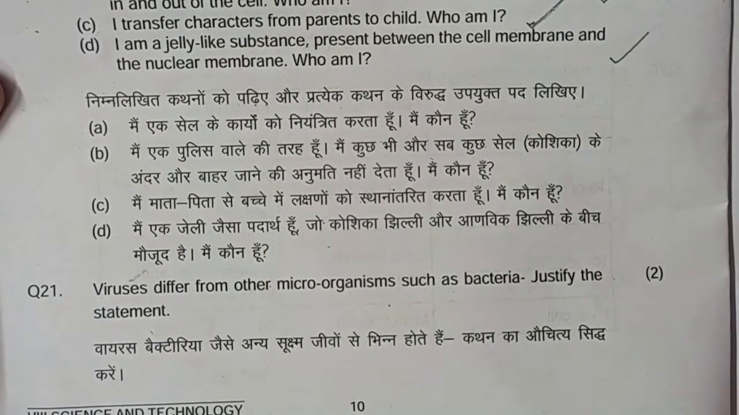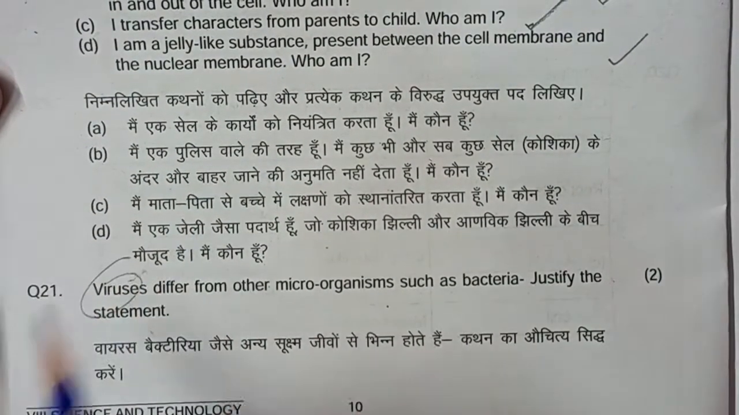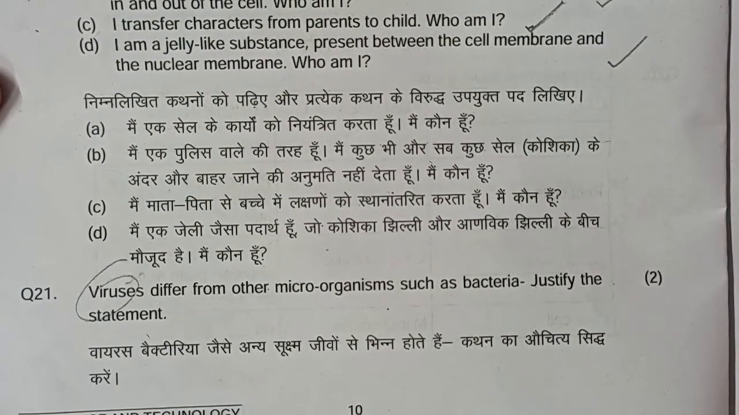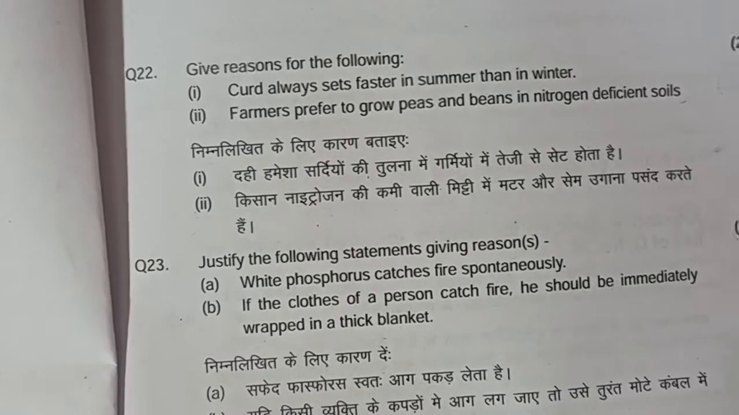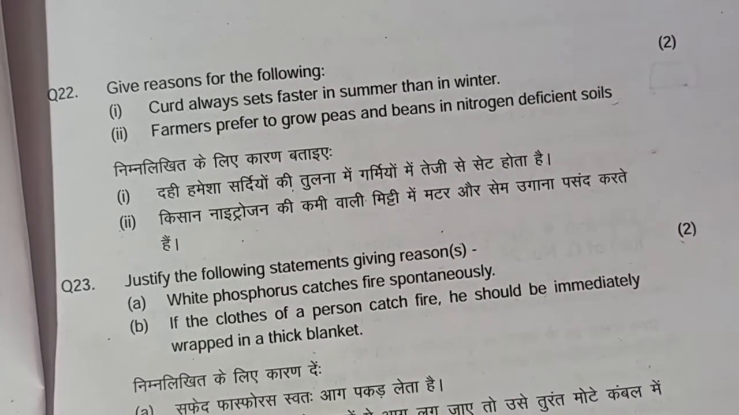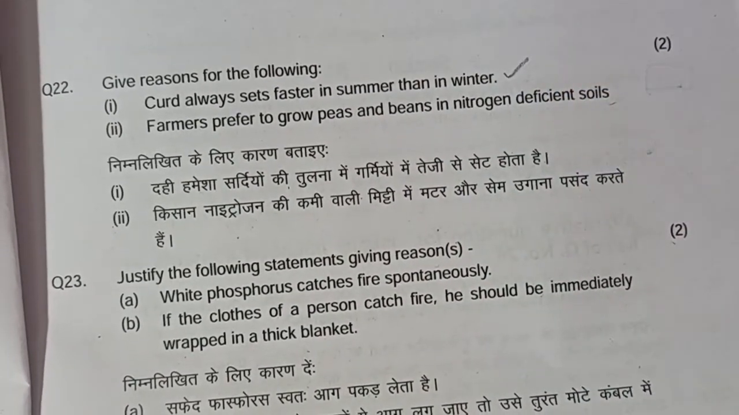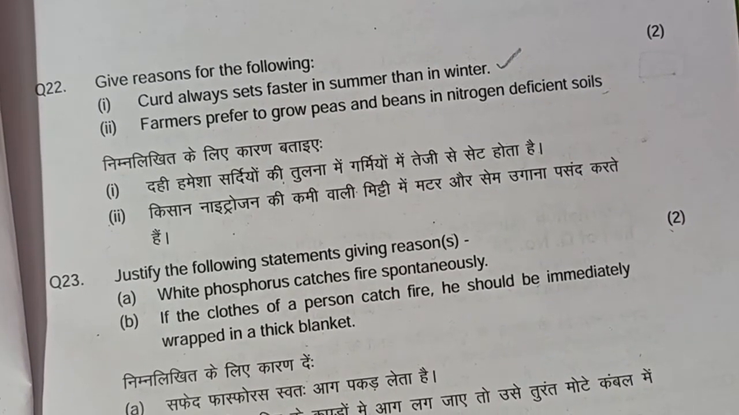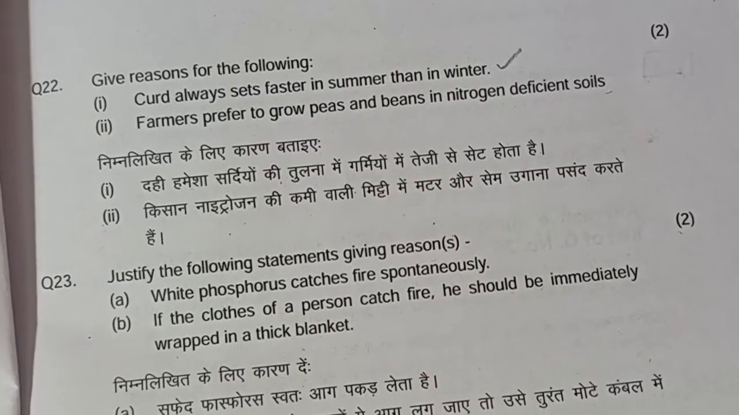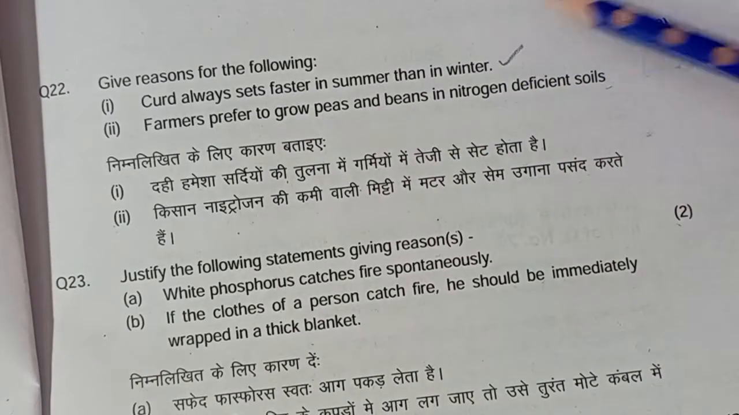Next. Viruses differ from other microorganisms such as bacteria. Justify. You will write the answer. What is a virus? They multiply only inside host organisms and all that. Okay. Next, curd always sets faster in summer than in winters. This is because microorganisms exhibit maximum growth in the temperature range of 30 to 45. You have to write all that content in this one.